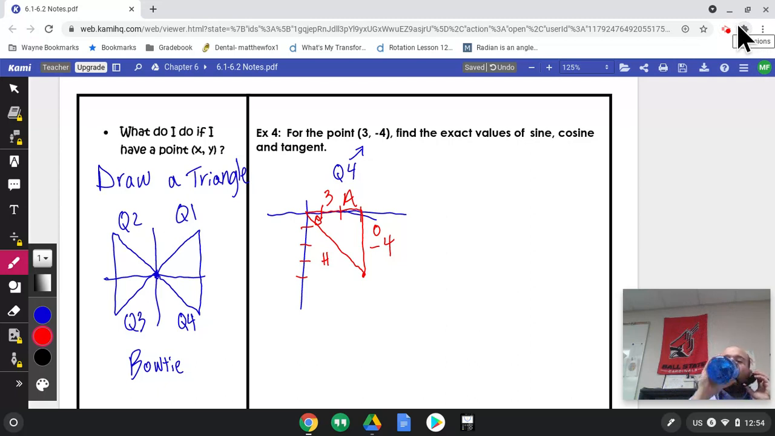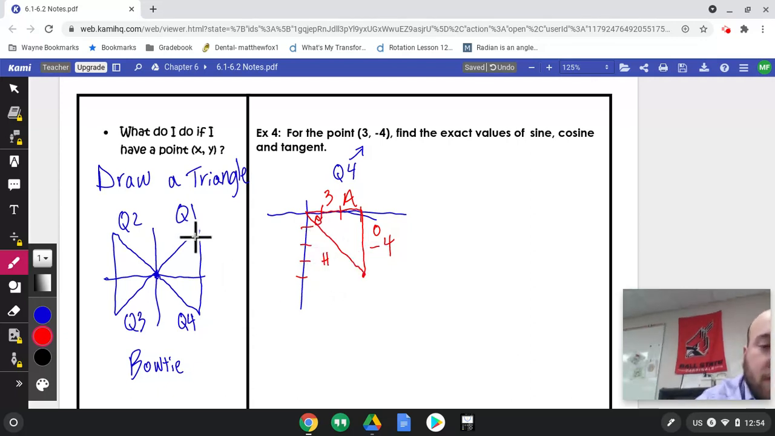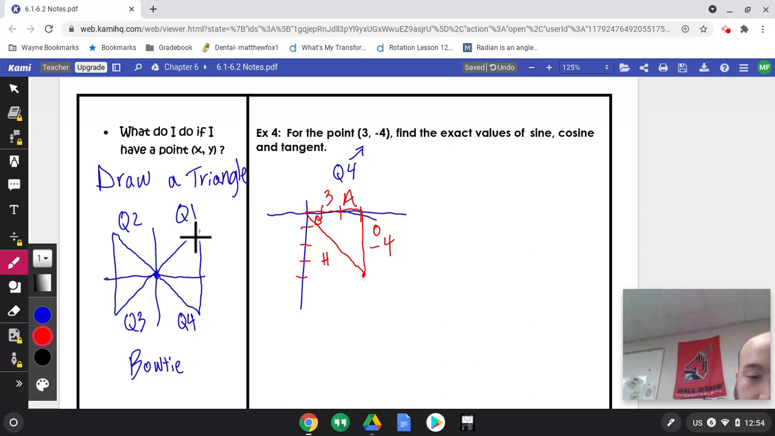So as we look to find that missing side here, we can use the Pythagorean theorem. So a squared plus b squared equals c squared. So 3 squared plus -4 squared. All that will equal c squared.